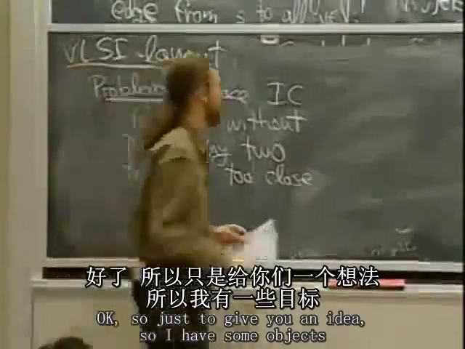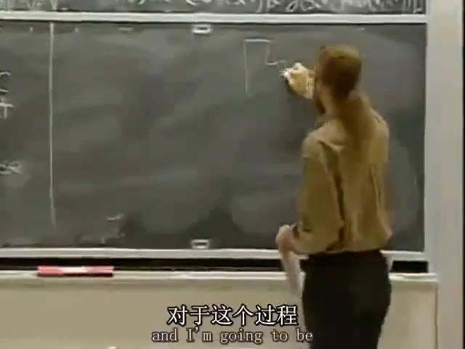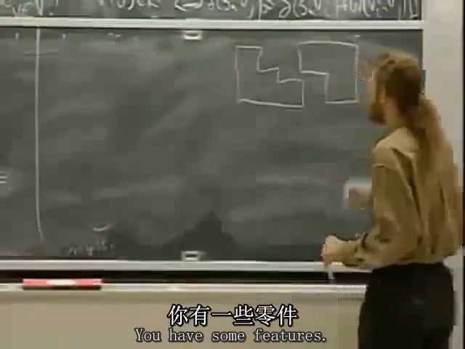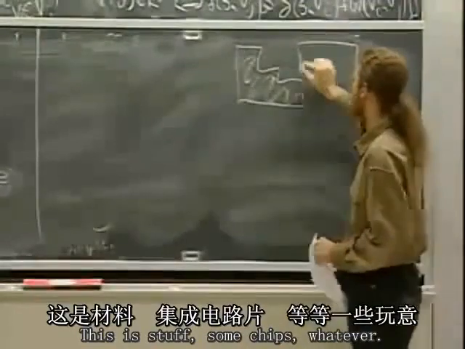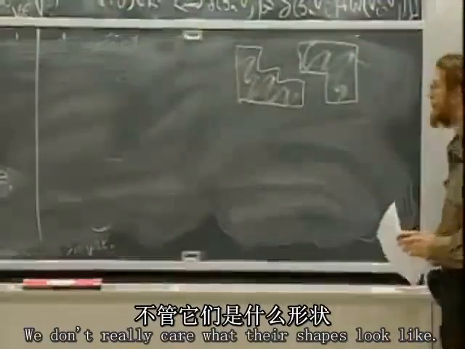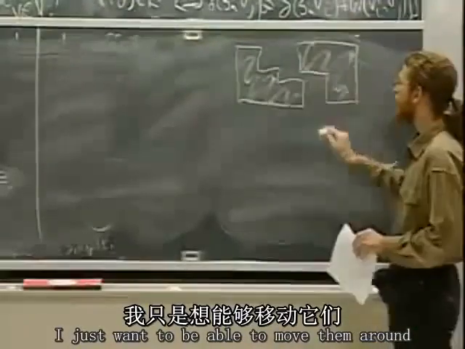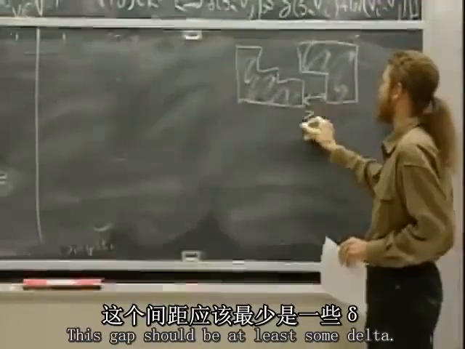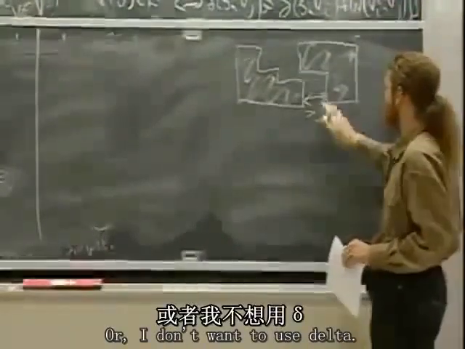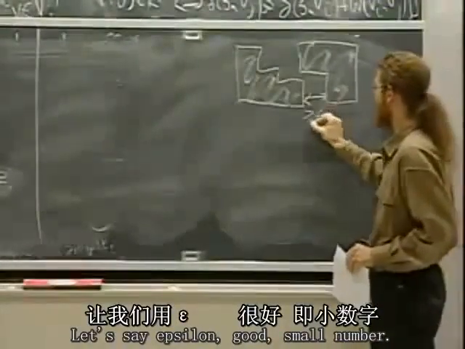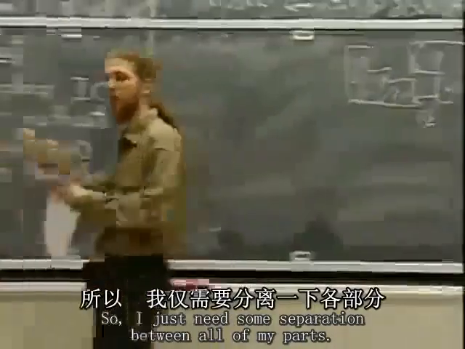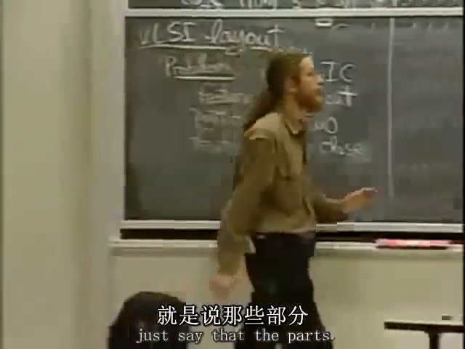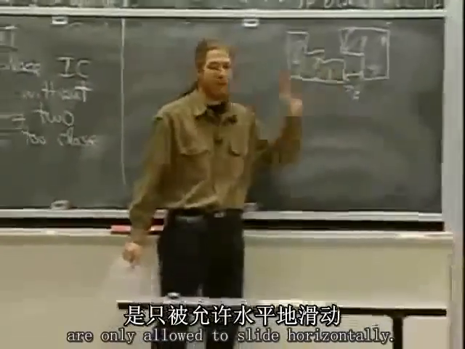Okay, so just to give you an idea. I have some objects, and I'm going to be a little bit vague about how this works. You have some features. This is stuff, some chips, whatever. We don't really care what their shapes look like. I just want to be able to move them around so that the gap at any point, let me just think about this gap, should be at least some epsilon, a good small number. So I just need some separation between all of my parts. And for this problem, I'm going to be pretty simple. Just say that the parts are only allowed to slide horizontally. So it's a one-dimensional problem.